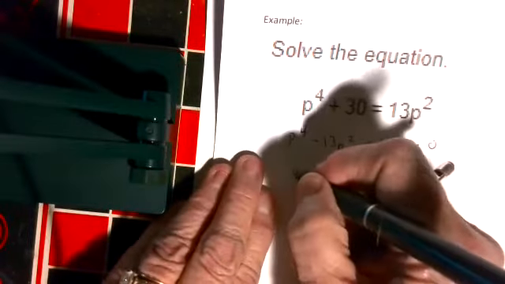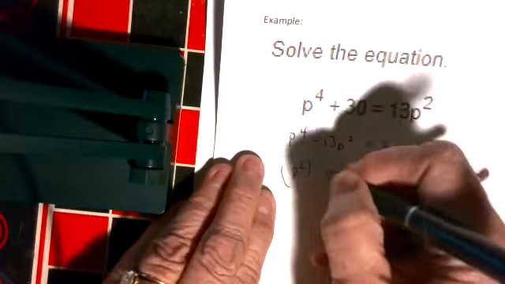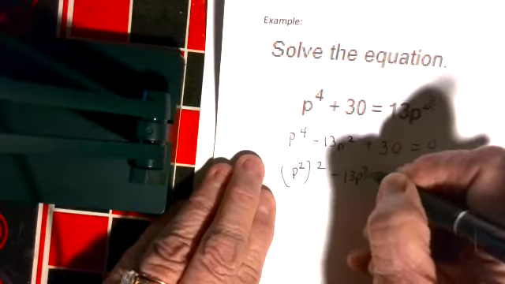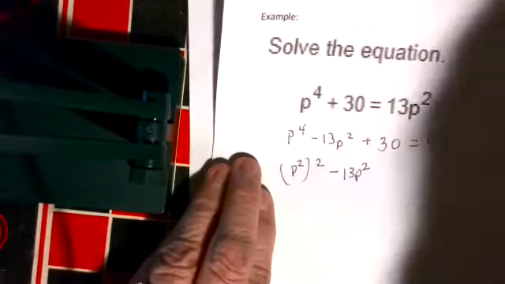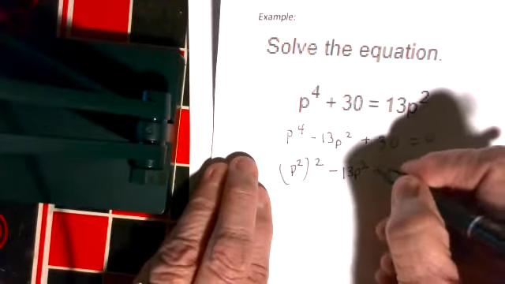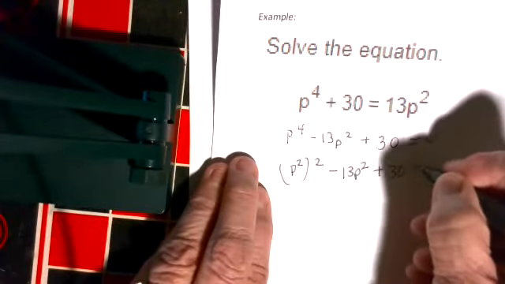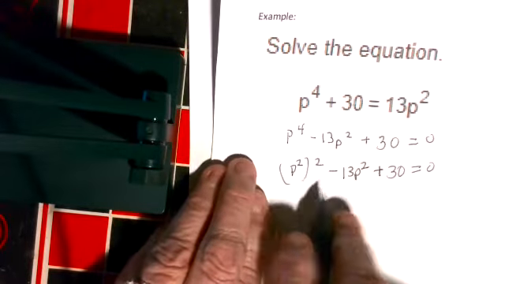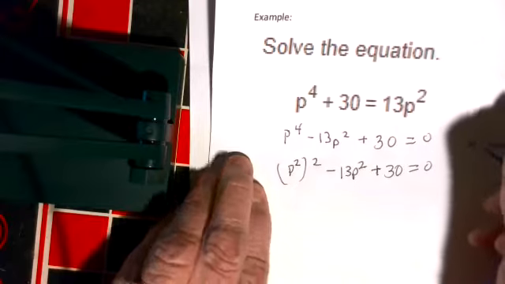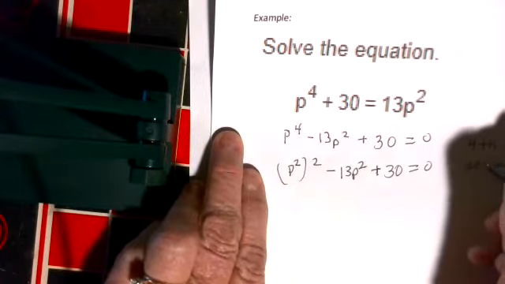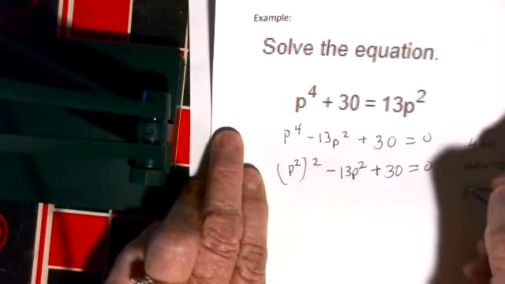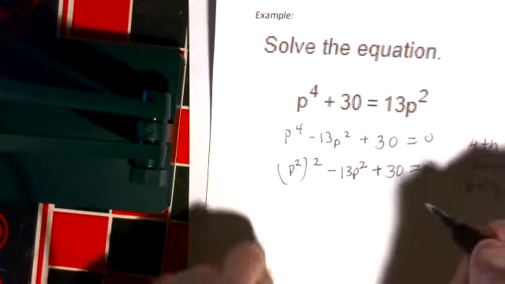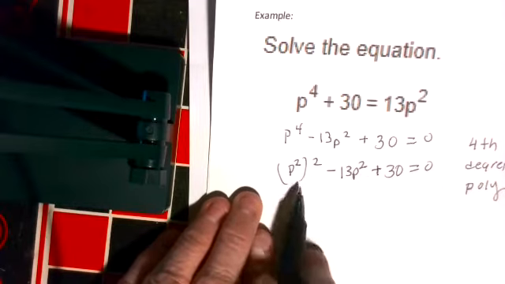So it's p to the fourth minus 13p squared plus 30. And so it's a 4th degree polynomial, so it's not a quadratic. Okay, but it is in the form of a quadratic.